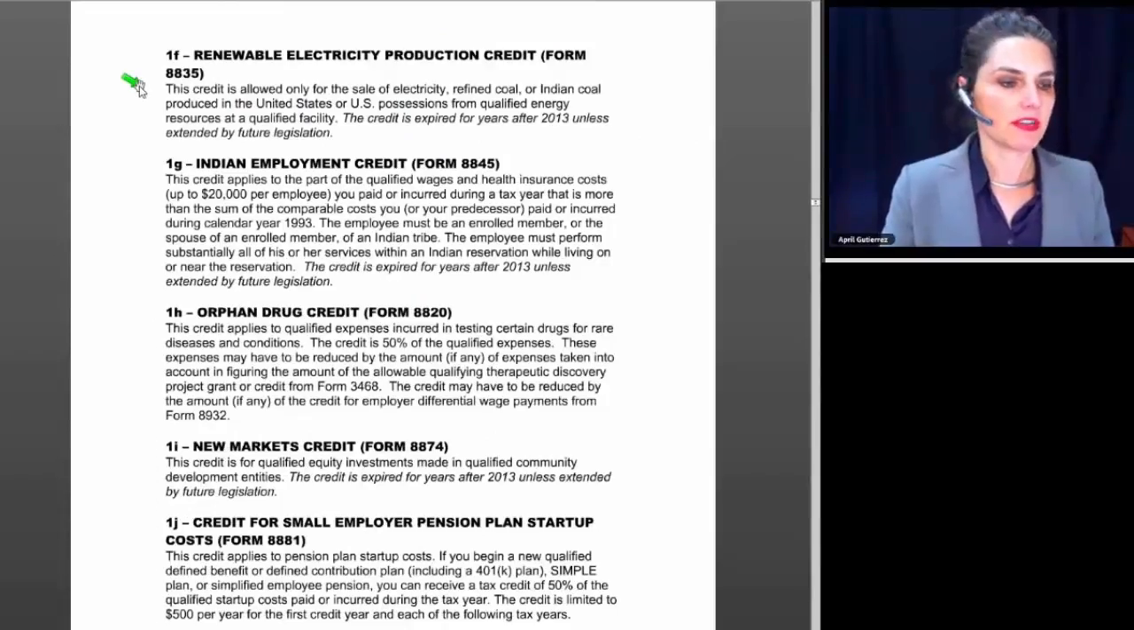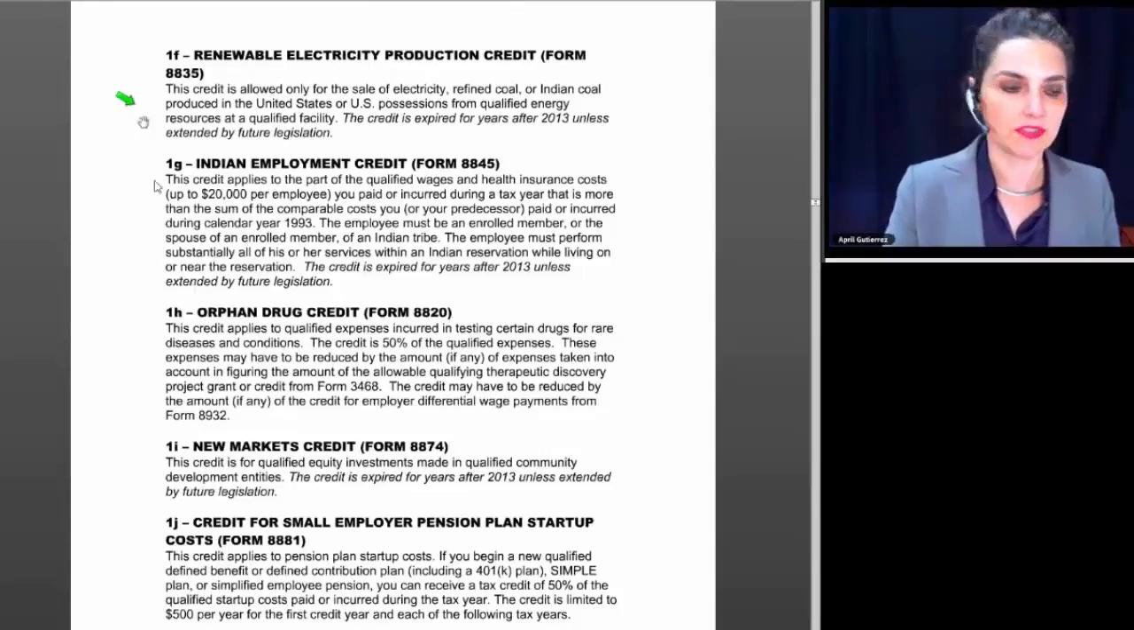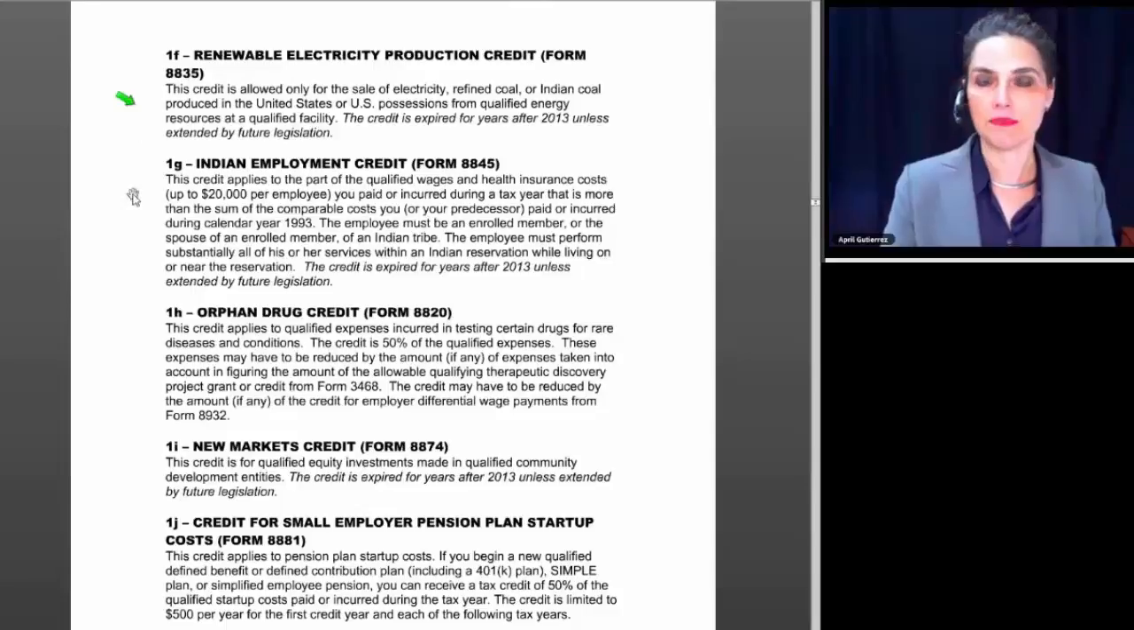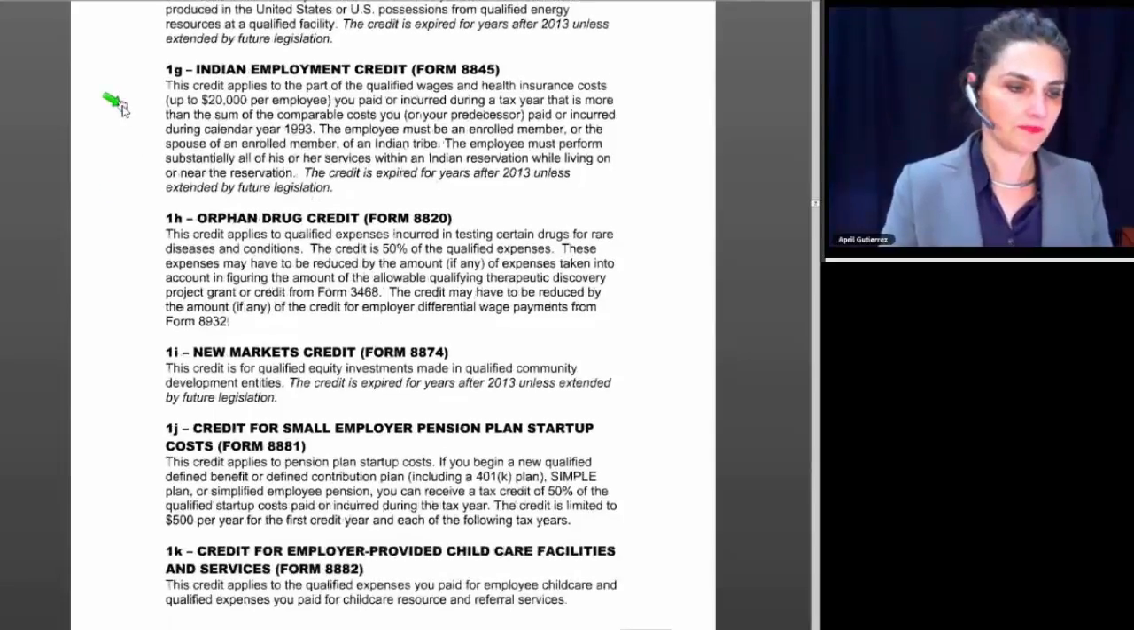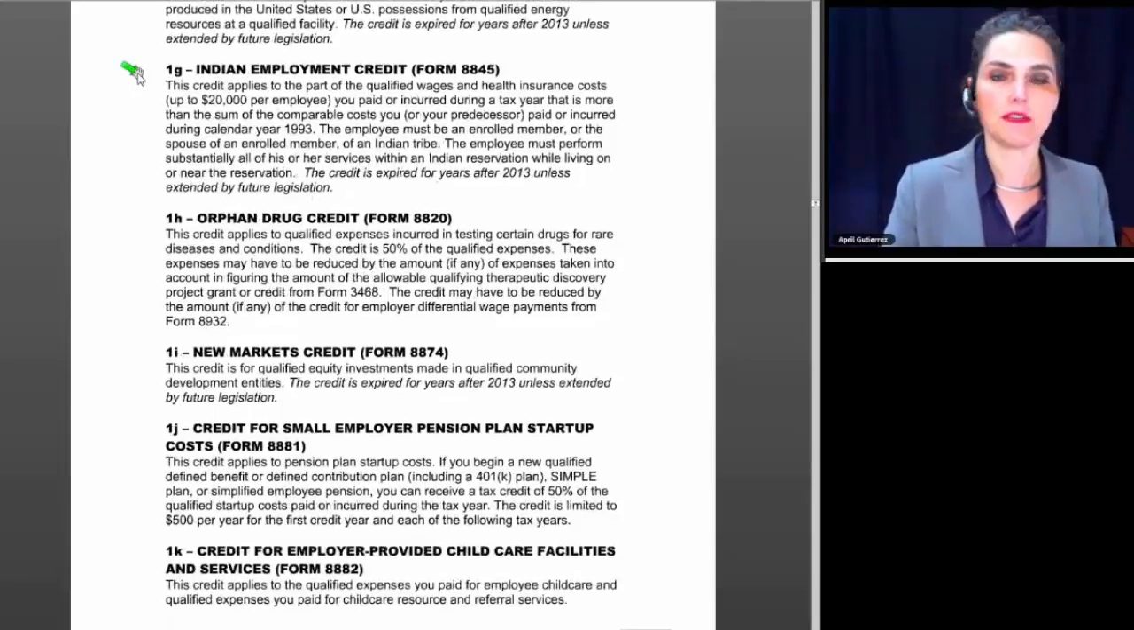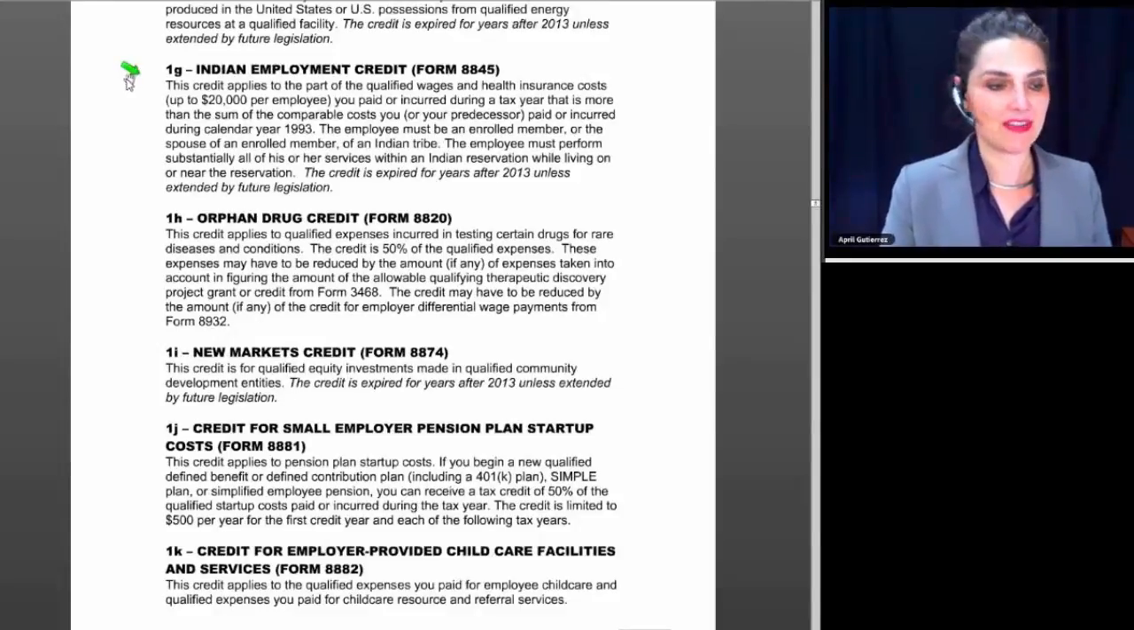This particular credit is allowed only for the sale of electricity, refined coal, or Indian coal that is produced in the United States or U.S. possessions from qualified energy resources at a qualified facility. This is another one of the energy credits that has expired for tax years after 2013 unless it is extended by future legislation. Next up, we have the Indian Employment Credit. This credit also has expired unless it's extended and is claimed on Form 8845.